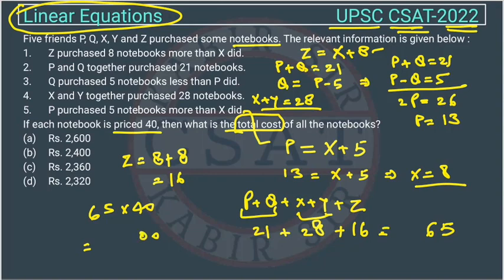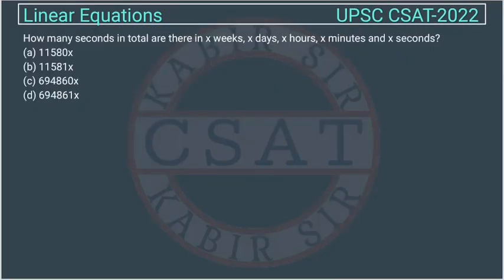4 5s are 20, right? 4 6s are 24 and 2 is 26. So the answer is 2600. So option A is the right answer, right? So this is the answer. So this is a question taken from the chapter linear equation, asked by UPSC in their CSAT paper of 2022. Many students were not able to solve this question in the exam, and it is a very easy question, right?